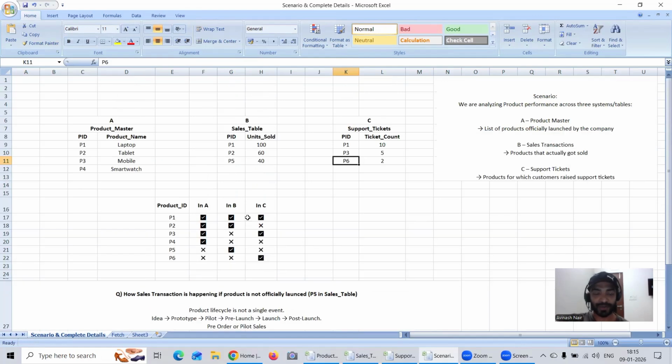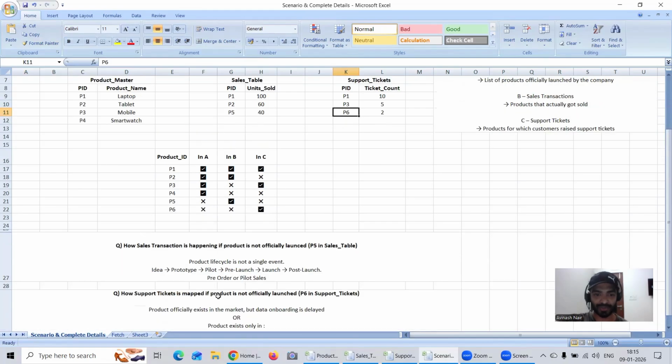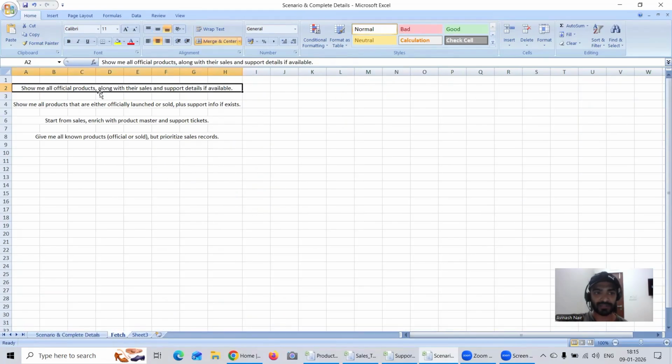That's the whole thing. I wanted to explain the scenario to you. I hope you understood this. Now we have certain questions we will walk through in the next session. This session was all about explaining the business scenario. We will now understand all these questions and solve each one of them one by one.